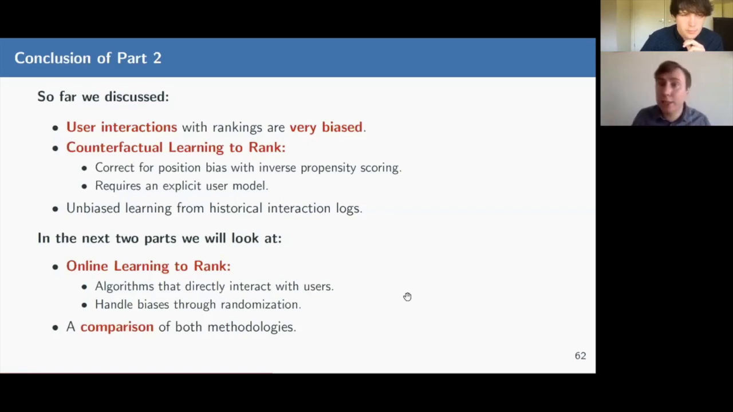And then finally, we'll do a sort of comparison where we contrast the counterfactual learning to rank parts with the online learning to rank parts. Yeah, with that, we're going to wrap up this part of the tutorial. So I'm going to move on to online learning to rank next.